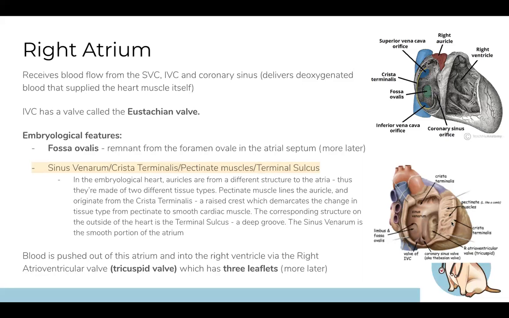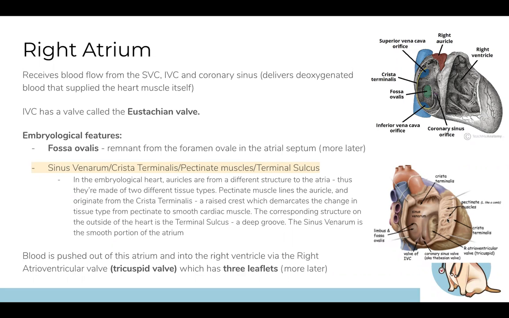So pectinate muscle lines the auricle, and they, quote unquote, originate from the crista terminalis. It's kind of this crusty bit, and that demarcates the change from pectinate muscle, so ridge muscle, to smooth cardiac muscle, so here. So imagine if you flip that back, where the crista terminalis would be, it's where the smooth muscle would start. And then on the outside is the terminal sulcus, which is basically this really deep groove that you can sometimes see in the heart. And then the sinus venarum is just the smooth part.